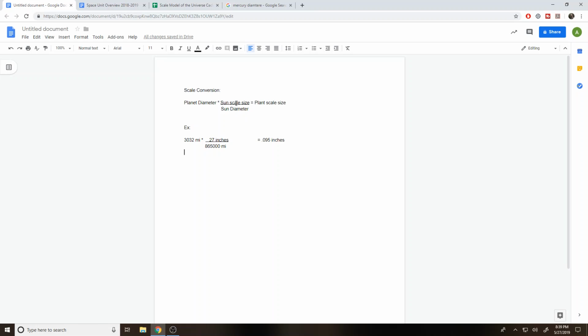So if I had, let's say, a scale model where the sun was 27 inches big, and in the real world it's 865,000 miles, then that's our conversion factor here. So what we would need to do is multiply some unknown planet's diameter by the scale factor, and it would give us the actual size on the scale. So if we have something that's about 3,000 miles in diameter, it will give us 0.095 inches.